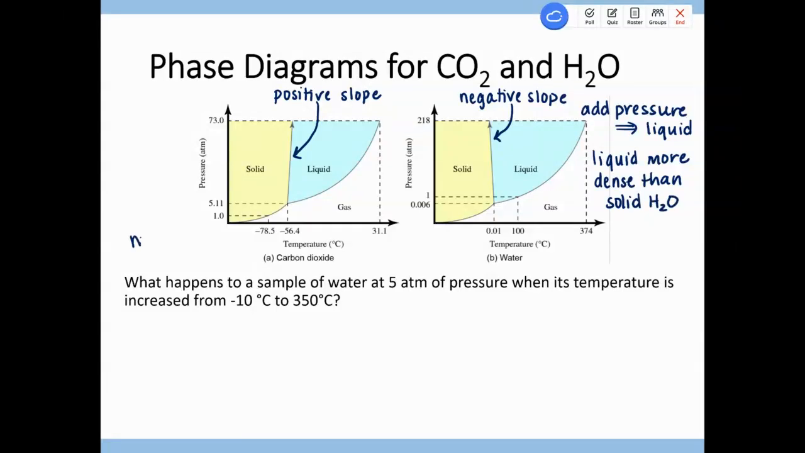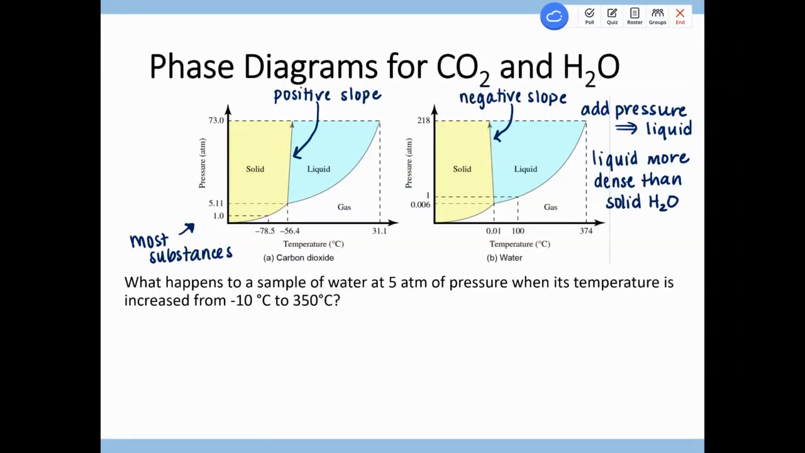So for most substances, we're just talking about the slope of that line looking like the carbon dioxide one, where it has a positive slope. Water is unique to most other substances because its solid is less dense than the liquid. All right, talk about this question with people around you.